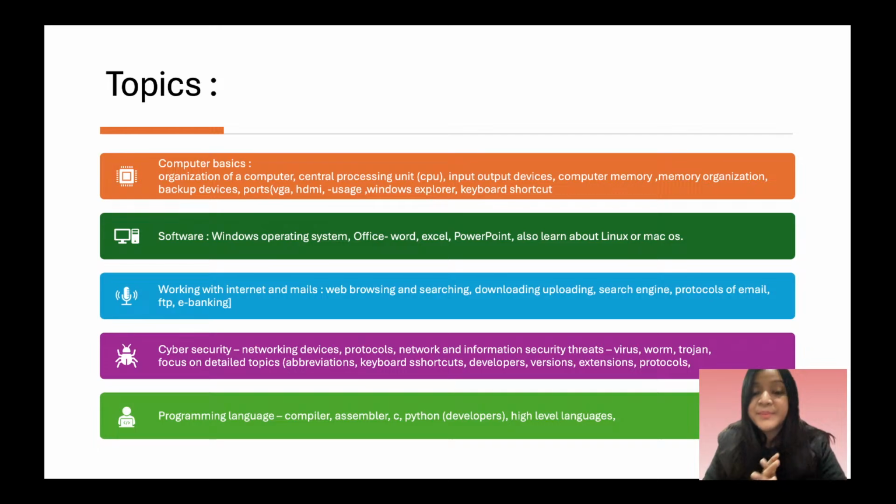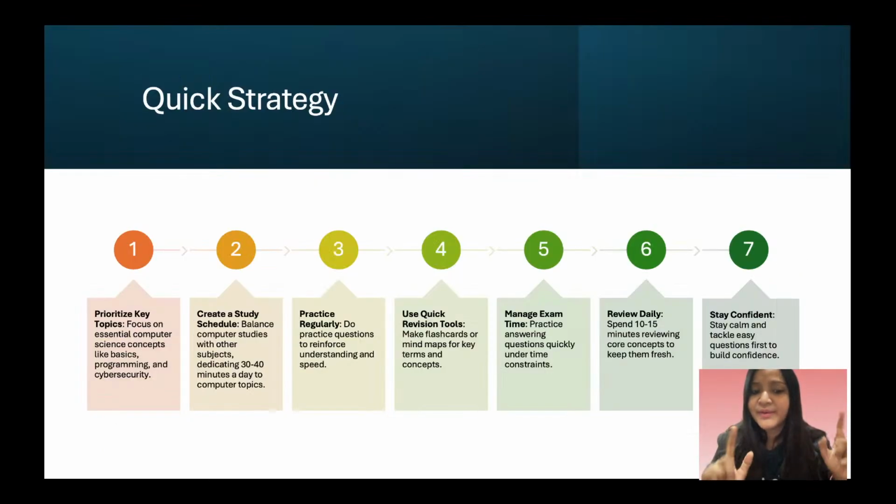Okay, cloud computing, modern technologies. Don't skip the modern technologies. Cloud computing, it's also an important part. So these are the topics that you need to go through, right? If you are aware of the syllabus, that's good. Now, let us take a look at a quick strategy that I have prepared for you all. So, prioritize the key topics, focus on essential computer concepts like basics, programming, and cybersecurity, the things that I just discussed.